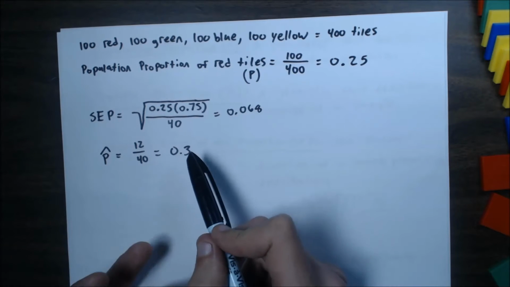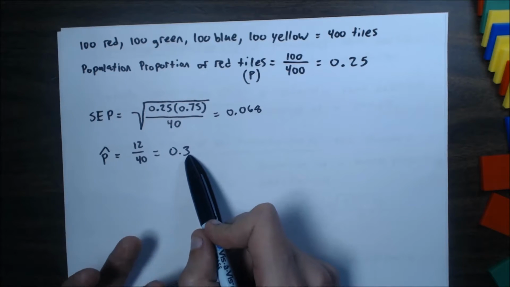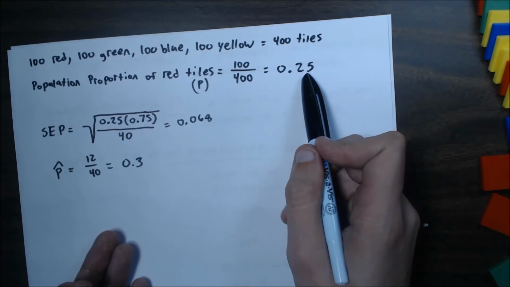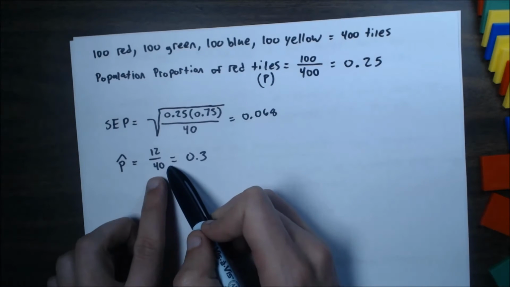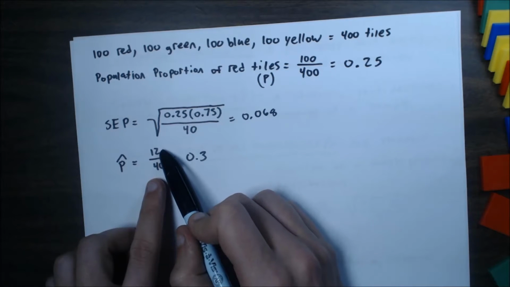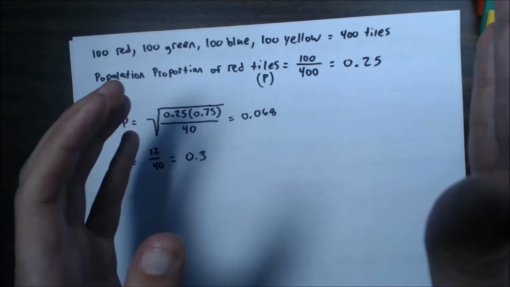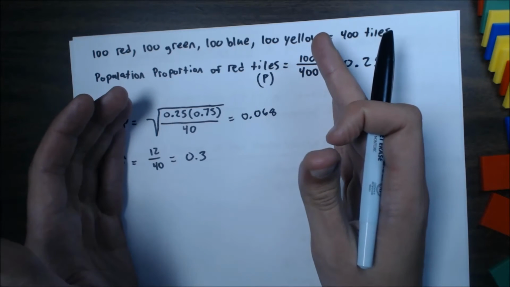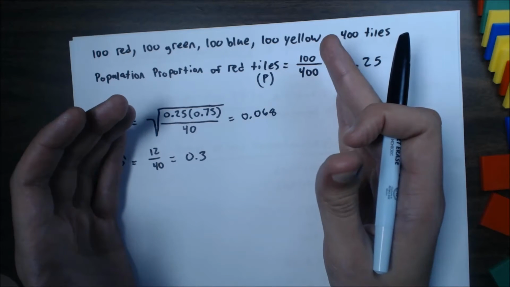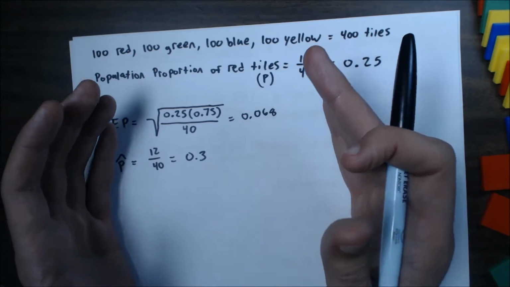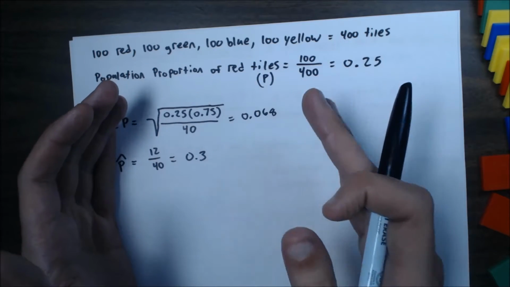Now, ideally, you would expect to find exactly 0.25, meaning out of 40 tiles, you would expect that 10 of them would be red. But it's not going to happen exactly that way every time. If I do many trials of this, if I reach in there and get another 40, I'm going to have maybe 9, maybe 8, maybe 13, maybe 14. But the further away from 10 you get, the less likely it is.